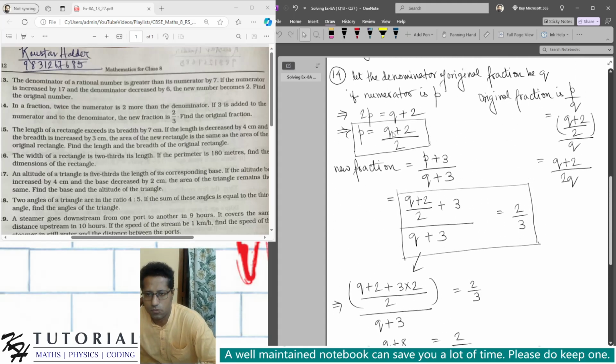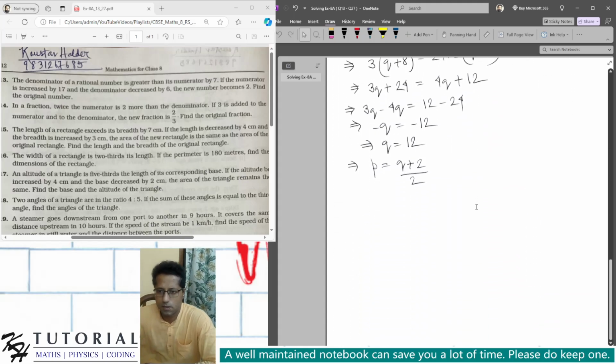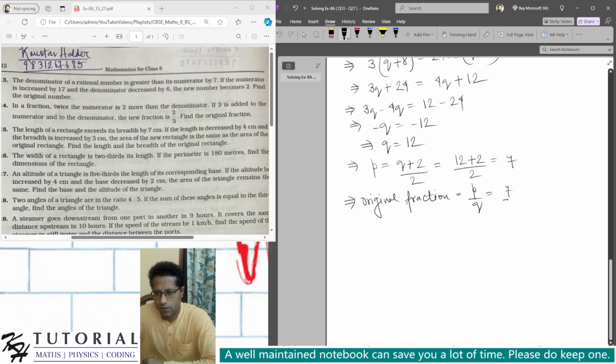P we have already found to be Q plus 2 divided by 2. So P will be equal to 12 plus 2 divided by 2, which is 7. This implies we have found P and Q, and hence the original fraction is equal to P by Q, which is equal to 7 by 12. 7 by 12 is the original fraction.